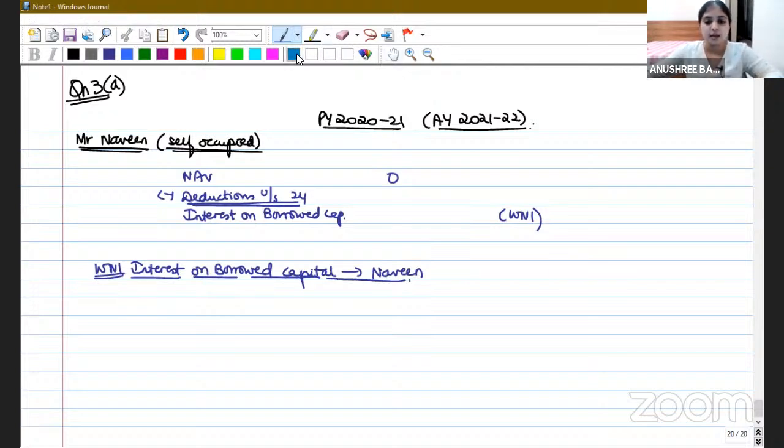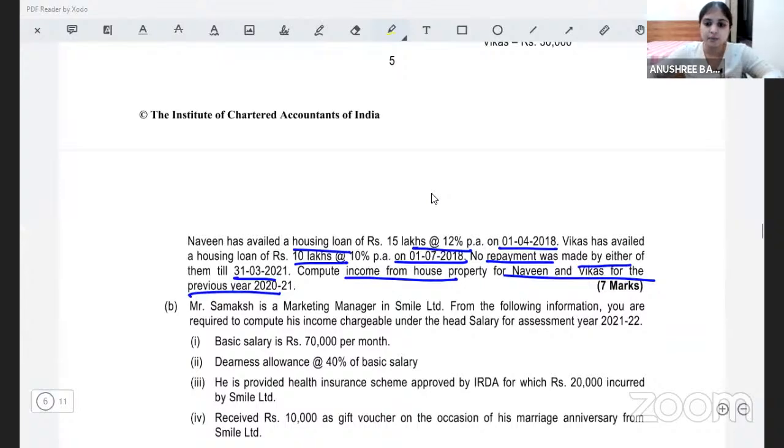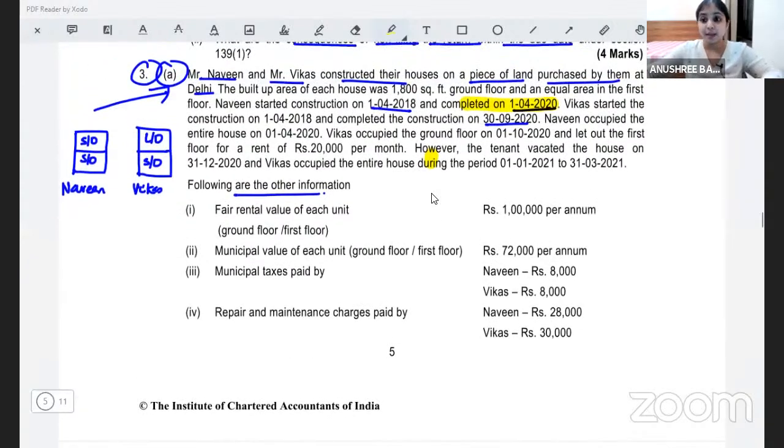All right. Now listen, look at this question. Look at Mr. Naveen's information. He completed the construction on 1st April 2020. But when did he borrow the loan? Naveen borrowed the loan on 1st April 2018. But he completed the construction on 1st April 2020. He borrowed the loan in 2018. He completed the construction on 1st April 2020.